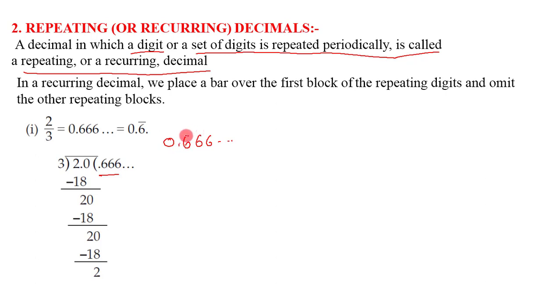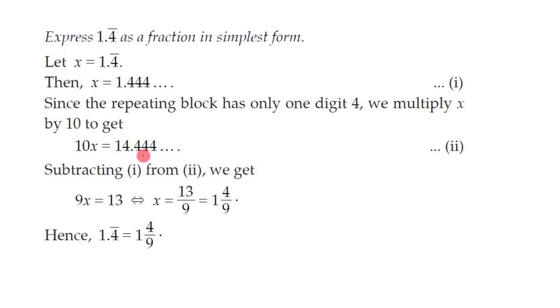In this, a digit is being repeated. Instead of writing that digit repeatedly, we place a bar over the digit and omit the rest. So that's why we can write it as 0.6 bar. Now the next important case is how to represent non-terminating repeating decimals in the form of p by q.